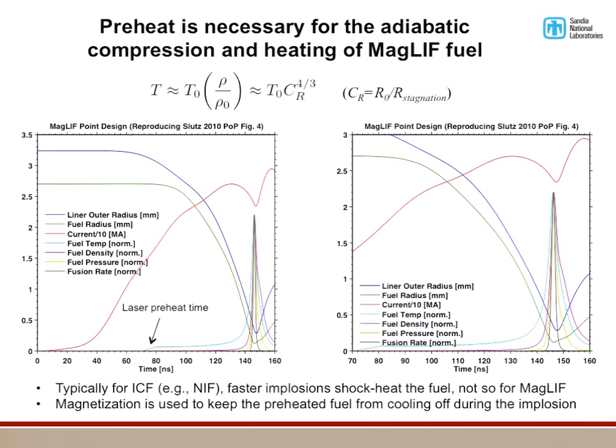Typically in ICF, like for example the NIF, faster implosions shock heat the fuel, and that's how the fuel is heated up to above kilovolt temperatures. But this is, of course, not the case for MagLIF since it's a little slower and this is an adiabatic compression.